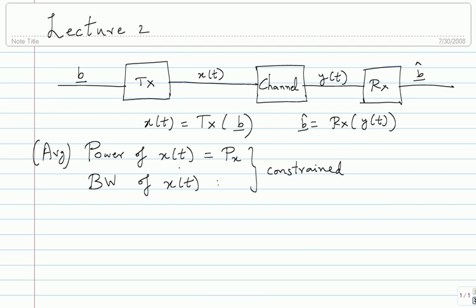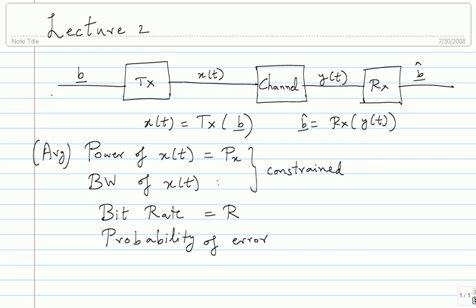Given these two constraints, you have to design these functions TX and RX so that, what is your objective? Your objective is to get a reasonable bit rate. Your bit rate should be some kind of reasonable number, or if you want me to be specific, maybe you want to have some kind of a trade-off between the bit rate and the next quantity of interest to you, which is probability of error or error rate of your system.